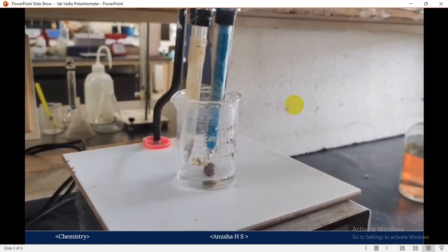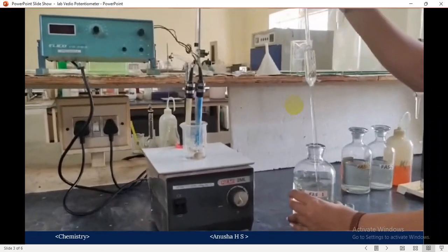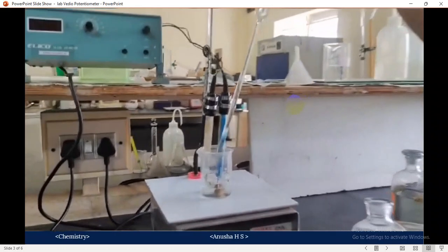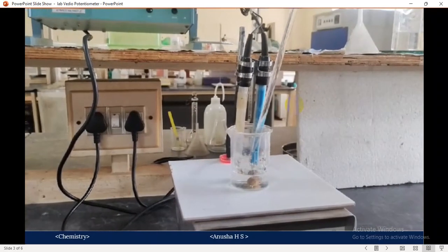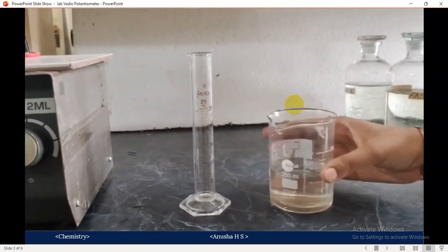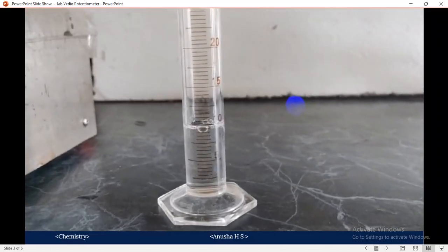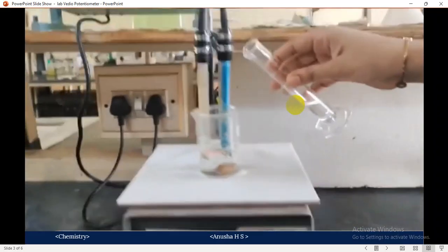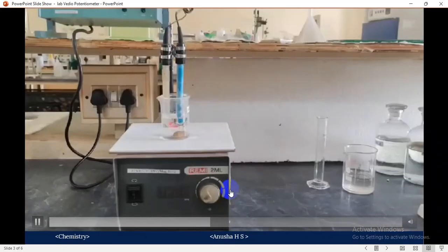Here there is a magnetic bead, which is used for continuous stirring of the solution. Again, pipette out 25 cm cube of FAS solution and add it to the beaker. Then take 10 cm cube of dilute H2SO4 using a measuring cylinder, add it to the solution, immerse the electrodes so they contact the solution, and take the burette.